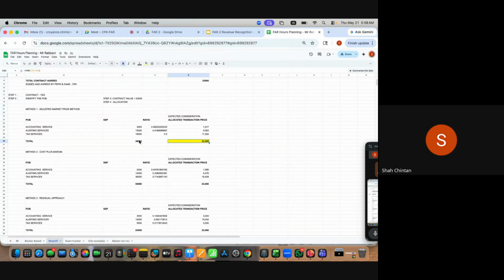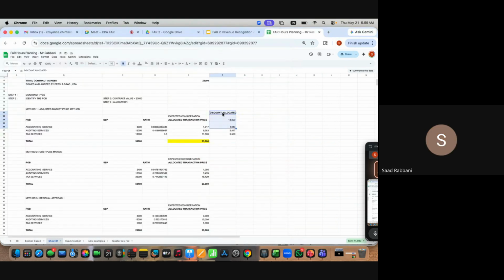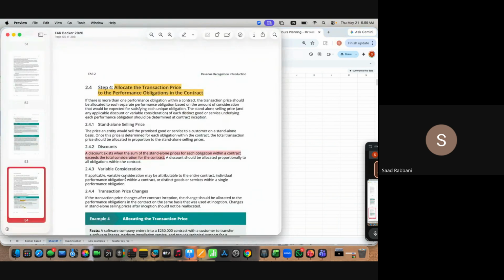So what we are doing basically, your total 23,000 ka jo contract value hai, we are allocating in this ratio. So technically, what is the discount? So let's say discount is 36,000 minus 23,000. So 13,000 we are basically allocating to all the performance obligations. If you see, this total is 13,000. So this is called a discount allocated. It's a technical word. ठीक है, clear है? And then for variable consideration, what do you do?